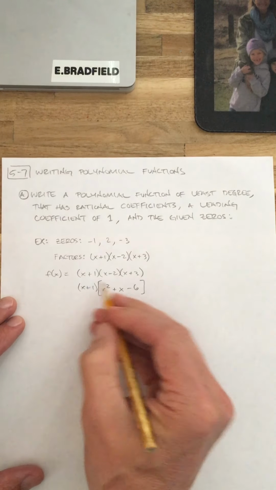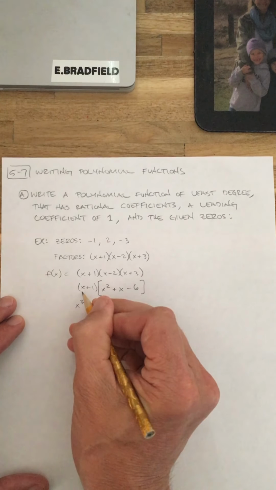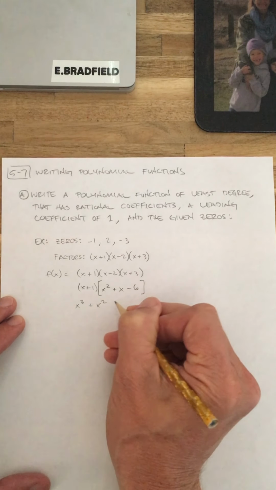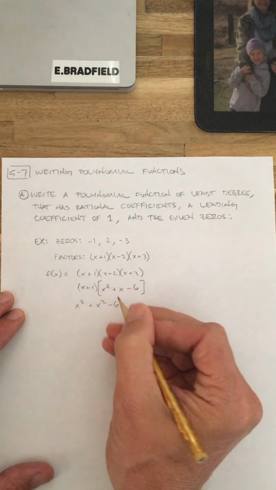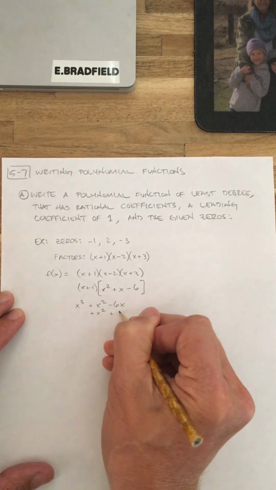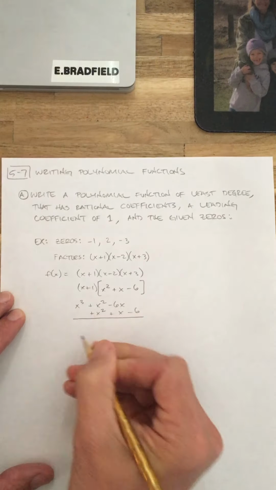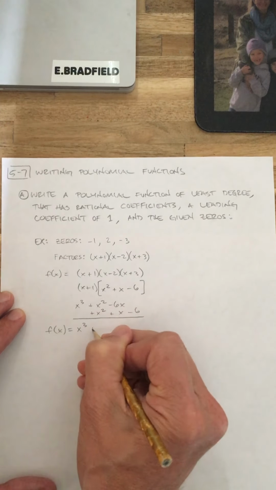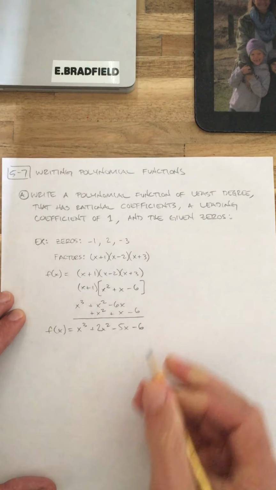Now I'll just distribute to everything. So x times x squared is x cubed. x times x is plus x squared. x times negative 6 is minus 6x. 1 times x squared is plus x squared. 1 times x is plus x. 1 times negative 6 is minus 6. And so my polynomial is f of x equals x cubed plus 2x squared minus 5x minus 6.